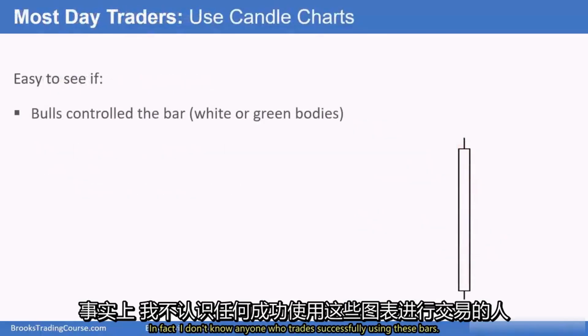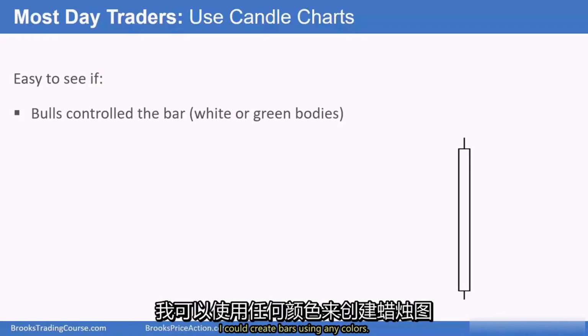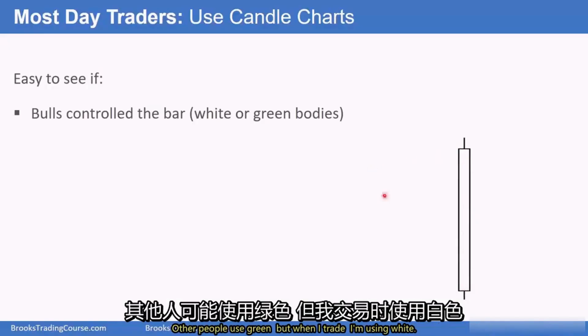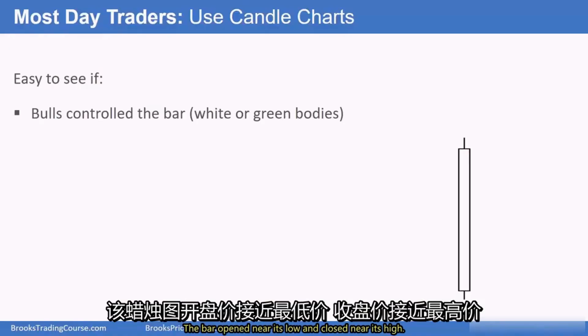What's nice about candlestick charts is you can quickly see who owns the bar. I could create bars using any colors. Typically, for a bull trend bar, a bar that opens on its low and closes on its high, I use white. Other people use green, but when I trade, I'm using white. This means that the bulls control the bar. The bar opened near its low and closed near its high.